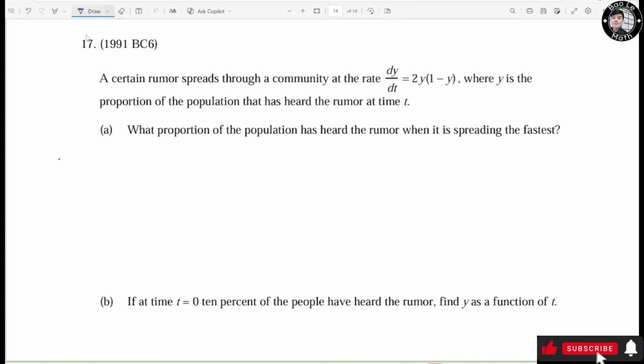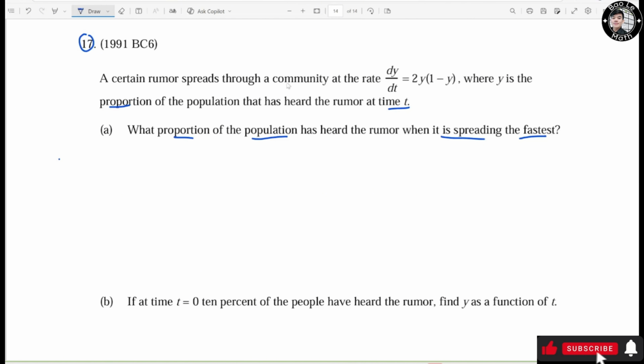Now let's move on to question 17. A certain rumor spreads through a community at the rate dy/dt = 2y(1 - y), where y is the proportion of the population that has heard the rumor at time t. Question A. What proportion of the population has heard the rumor when it's spreading the fastest?